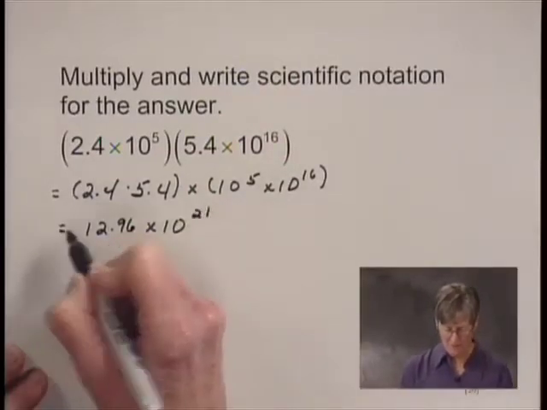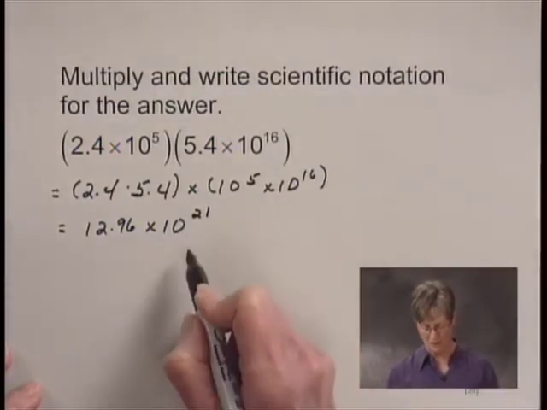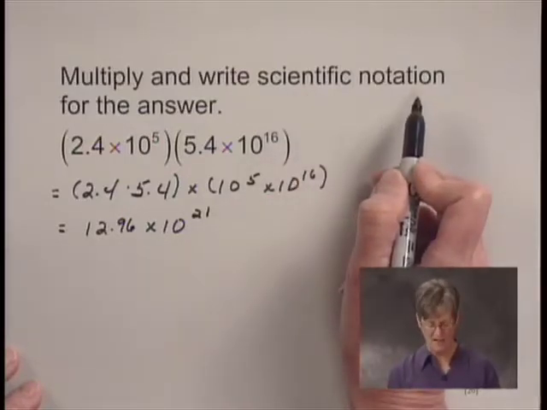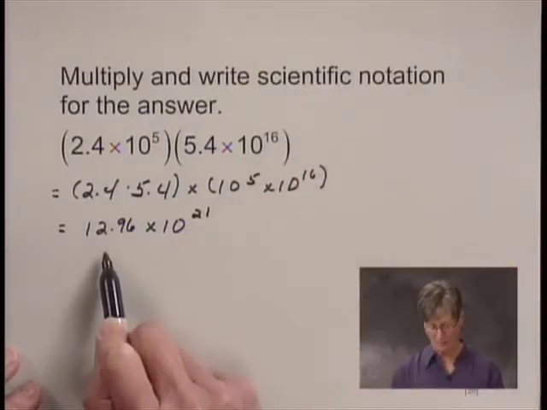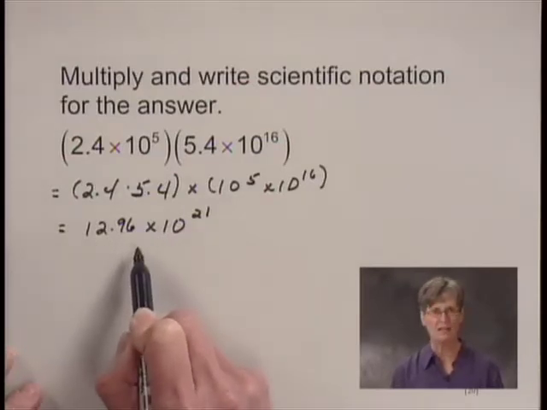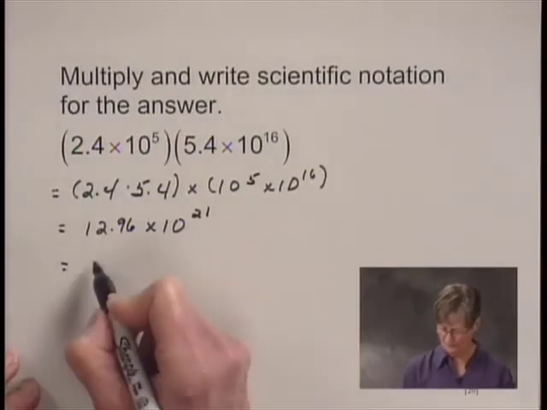Now, if you're doing a problem like this on a test and you're eager to get on to the next question, you have to keep in mind that you can't stop here because we want to write scientific notation for the answer. And that means we have to have a number between 1 and 10 times 10 raised to some power, and 12.96 is not a number between 1 and 10, so we need another step here.